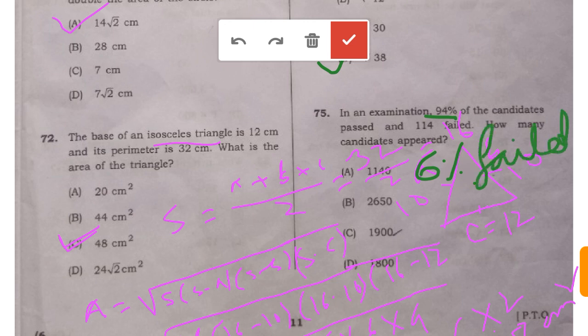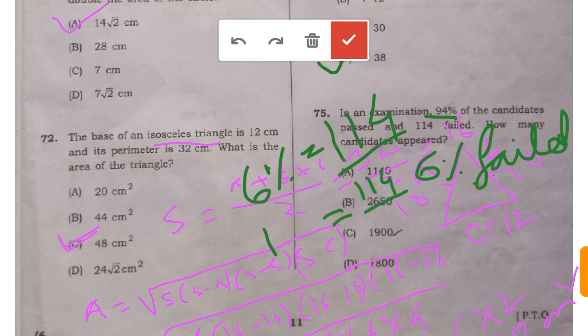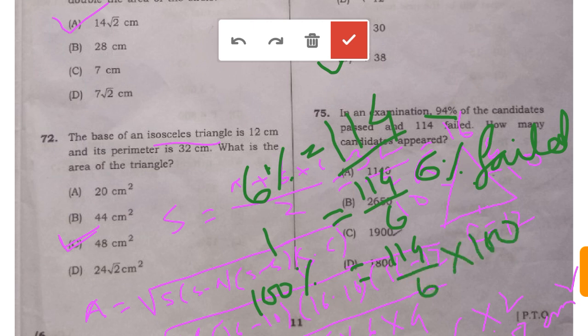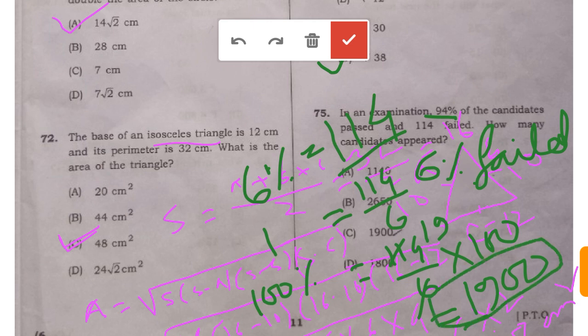So 6% is equal to how much? Here it is given 114. If 6% is equal to 114, then 1% will be 114 by 6, and 100% will be 114 by 6 into 100. Now simply divide it and you will get the answer. 19 into 100, 1900 is the correct answer. So here option C is the correct answer.